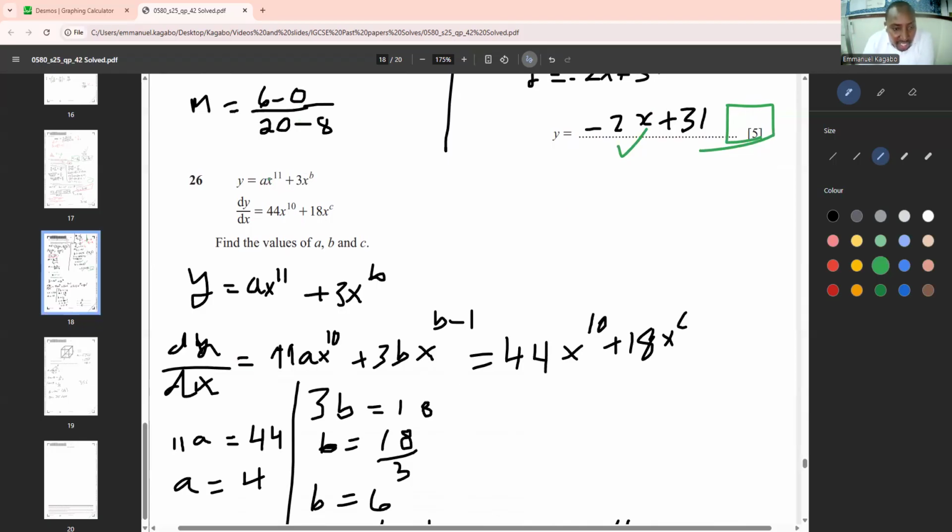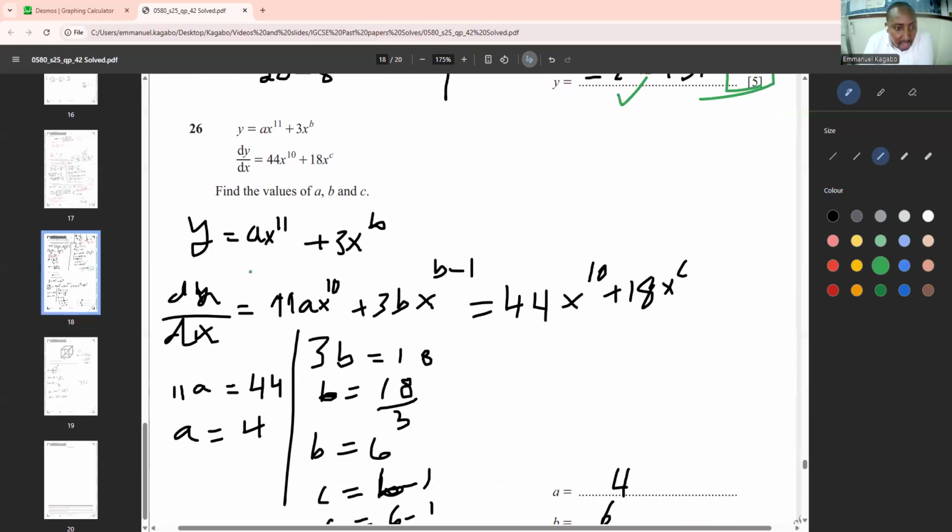Okay, this is differentiation. How do we do the derivative, guys? We get this number times that. So this is my derivative, dy over dx, the derivative of my function. Bring this one in front, and subtract one from the power. So it will be a times 11, which will give me 11a, with 11 minus 1 as the power. This one will be 3ab x to the power b minus 1. Okay? Keep this one.